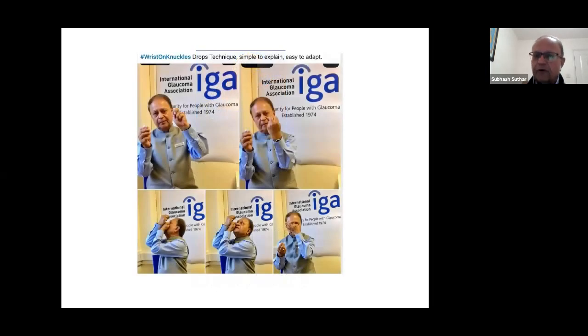These are 4 photographs you can see, which show you how to put the drop in. In the first one, I'm preparing my fist by putting my thumb on my palm and folding my 4 fingers on it. So my thumb actually pushes my middle finger up like that. I have got the bottle or the single dose unit in my dominant hand with the nozzle pointing down.